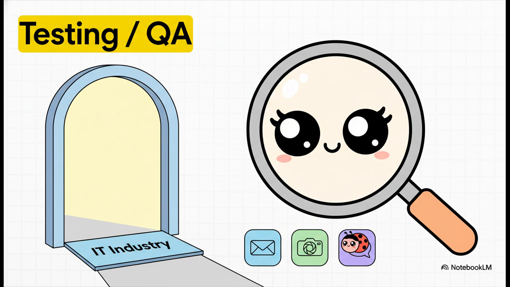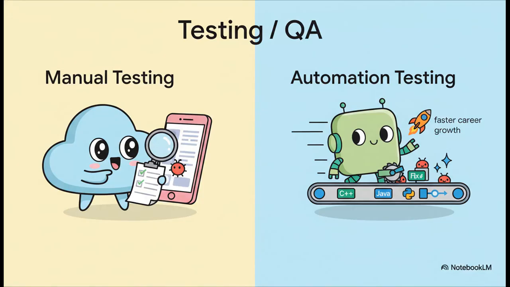Okay, let's move on to our next domain. Testing, which you'll also hear called quality assurance, or just QA. For a lot of people, this is a perfect way to get their foot in the door of the IT industry. Your main job here is to be a detective, to find bugs and glitches before a product gets to the customer. So you've got to have great attention to detail.